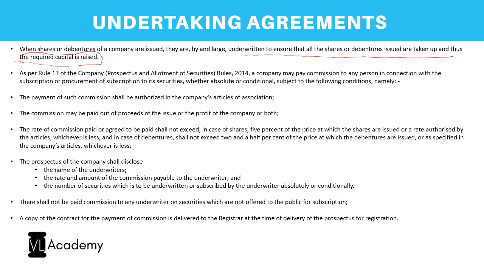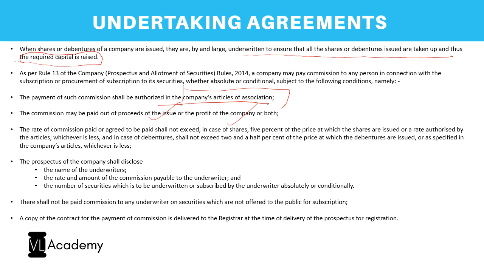As per Rule 13 of the Prospectus and Allotment of Securities Rules, 2014, the commission may be paid subject to the following conditions. One, it has to be authorized by the company's AoA. As I told you earlier, the company's AoA should have prescribed for that. Second, it can be paid out of the issue, or out of the profit of the company, or out of both. So you might give the commission out of your profits, or out of the same issue from which you're raising money, you can give them a portion of it as their commission, right?